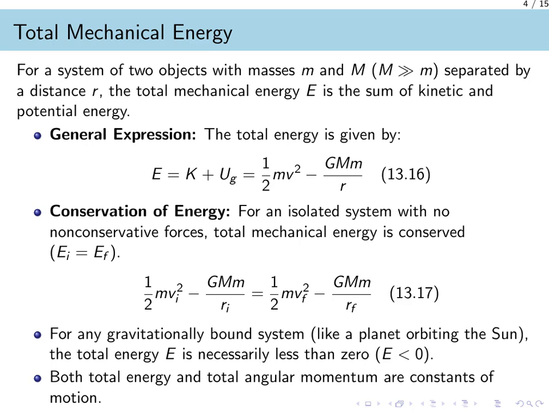For example, as a comet moves closer to the Sun, its potential energy becomes more negative, so its kinetic energy must increase to keep the total sum constant. Crucially, for a system to be gravitationally bound, like a planet in orbit, the total energy E must be a negative value. If the total energy were zero or positive, the object would have enough energy to escape to infinity. The essential result is that for any stable gravitational orbit, both total energy and total angular momentum are conserved.